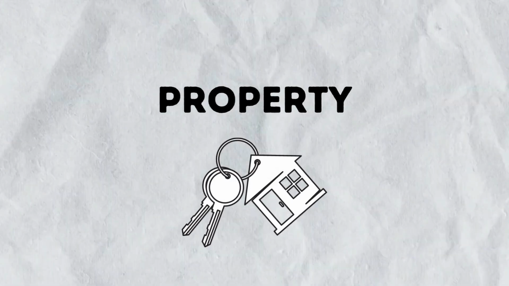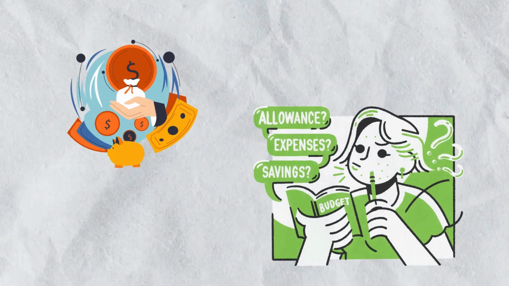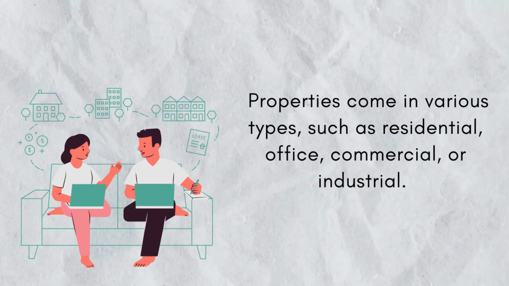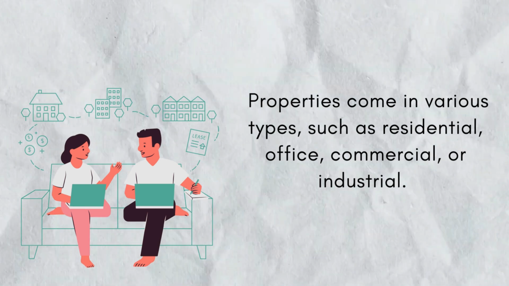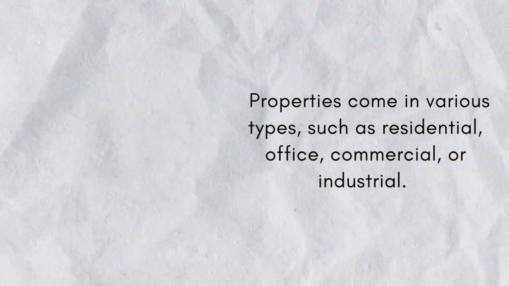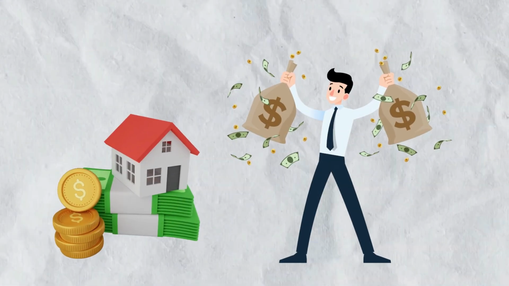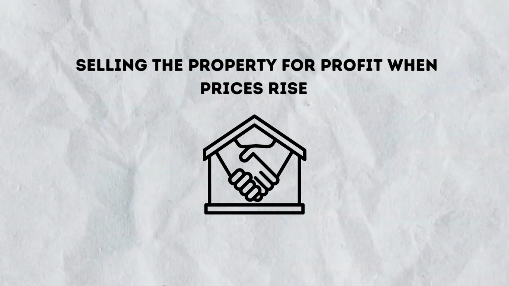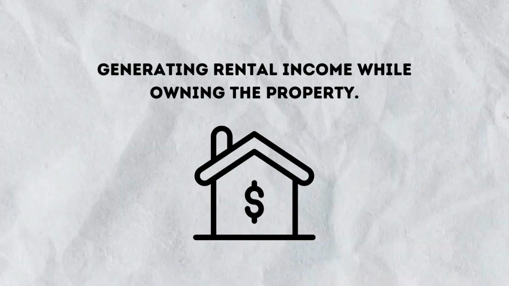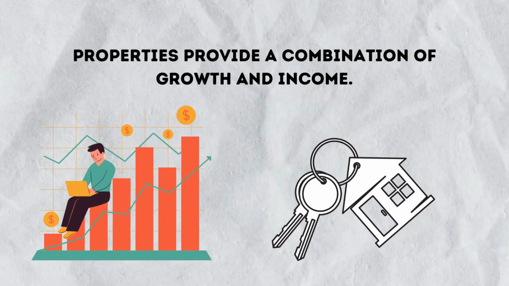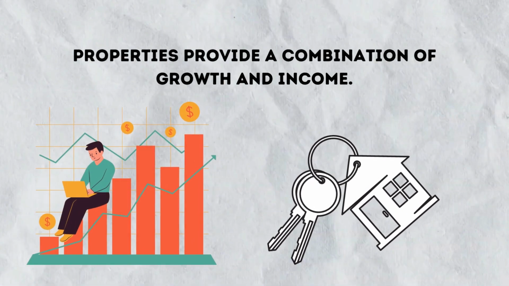Property. Let's discuss the last asset class on our list, property. Properties come in various types, such as residential, office, commercial, or industrial. Investing in properties offers two main ways to make money: selling the property for profit when prices rise, and generating rental income while owning the property. Like stocks, properties provide a combination of growth and income.